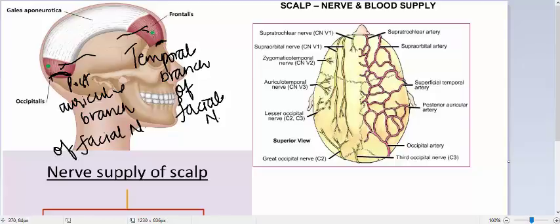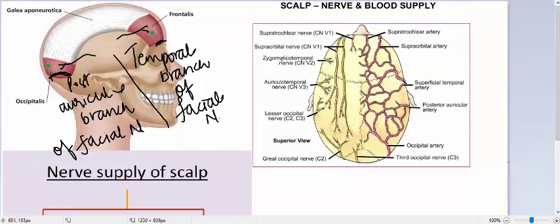So the major action of this is to lift the eyelids, wrinkling of forehead. All this is done by this frontal belly, right? So this is about occipitofrontalis muscle. The major important thing which you really have to know is the different nerve supply for different bellies of occipitofrontalis muscle.